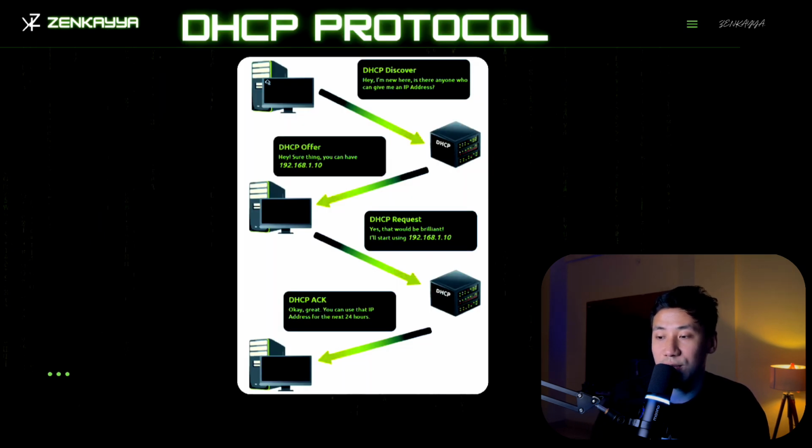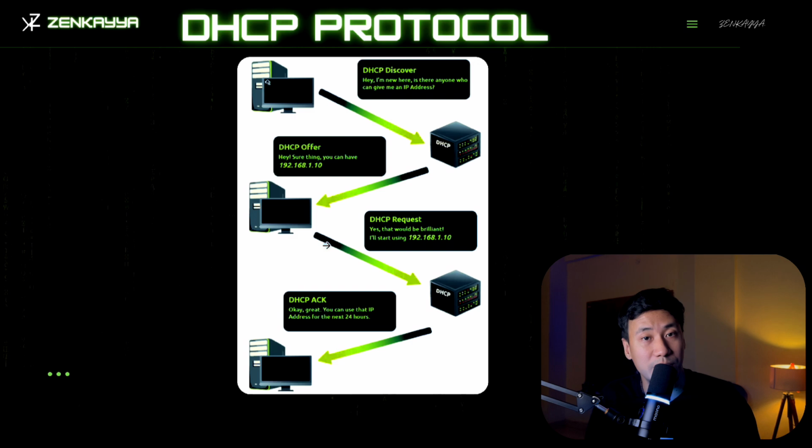Alright, so look at here, a new device will come in the router and it will discover, hey, I am new here, is there anyone who can give me an IP address? Then DHCP will reply, hey, sure thing, you can have this particular IP address. Alright, that is the reason you do not choose your IP address, it is given by your router. DHCP request, yes, that would be brilliant. I will start using this, and the DHCP request it will send, and then DHCP will give the acknowledgement, okay, great, you can use the IP address for the next 24 hours. Alright, so this is how DHCP works.